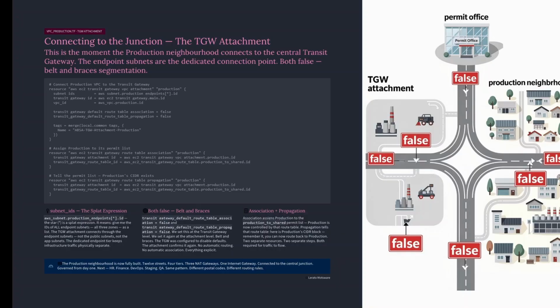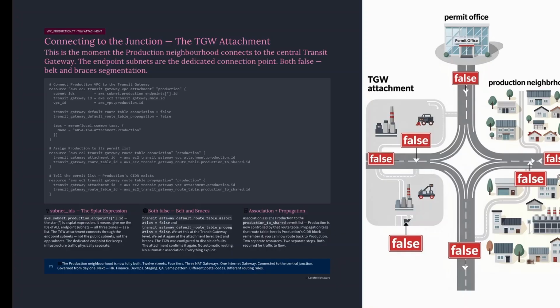Notice what is deliberately excluded. HR, finance, their CIDRs are not in this map. Production cannot route to HR. Production cannot route to finance. Not blocked, not firewalled. The route simply does not exist. That is network segmentation written in code, intentional, explicit, permanent, until an architect deliberately adds it.